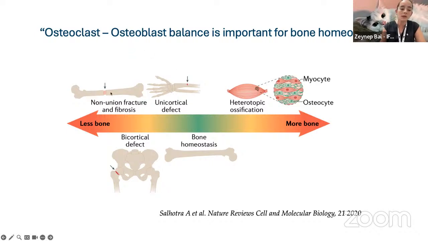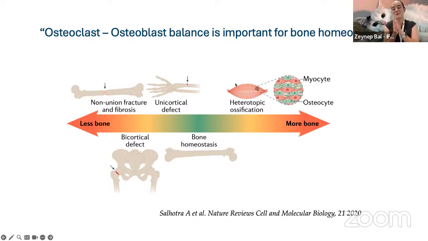This will go that like you will have less bone. For example, if you have a fracture, this means that you will end up with non-union and fibrotic tissue, or, as it may happen in osteoporosis, you may suddenly experience unicortical or bicortical defects. Okay, this is bad.